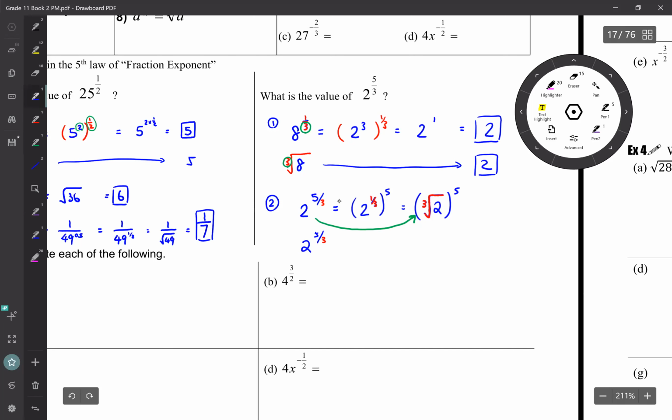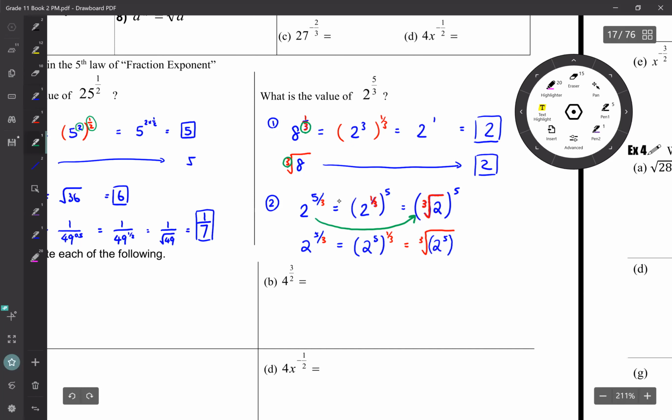Or I can split it with a different order. I can do 2 to the 5 to the 1/3. It's the same, right? Because they're multiplying. I can have the 5 on the inside or 5 on the outside. But the way it looks different is the radical will be outside now. It'll be 2 to the 5 first, and then outside you have a cube root. So bracket is around the 2 to the 5.